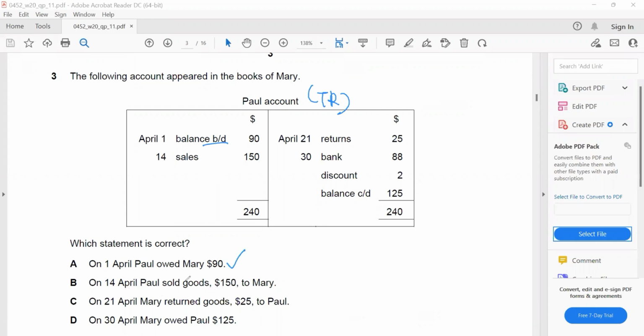On 14th April, Paul sold goods. This is not correct. Mary sold the goods to Paul. So this is wrong. On 21st, Mary returned goods. This should be Paul returned goods to Mary. On 30th, Mary owed Paul. So this one should be Paul owed Mary. So this is wrong. So the answer should be A.